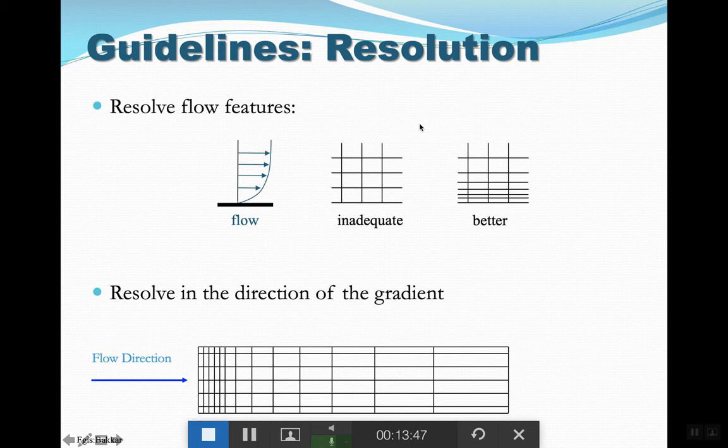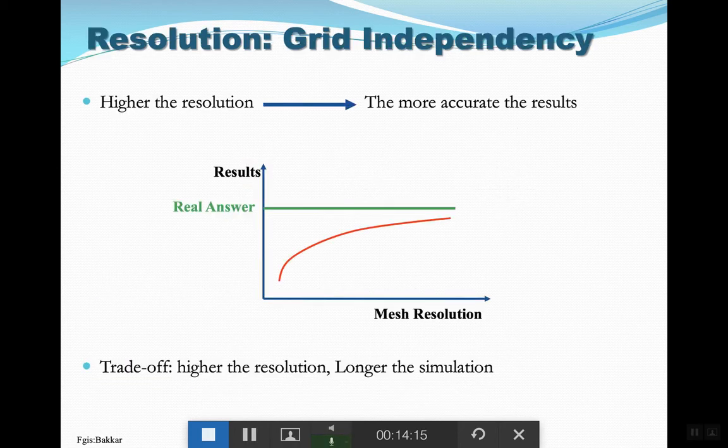So this is the number 1 rule, okay guys? You will perform mesh generation in a way that you have enough data in areas that matter. So if you have a change in pressure, velocity, or temperature, generally speaking, a gradient means change, a gradient of a parameter in any direction, make sure you have enough cells in that direction.